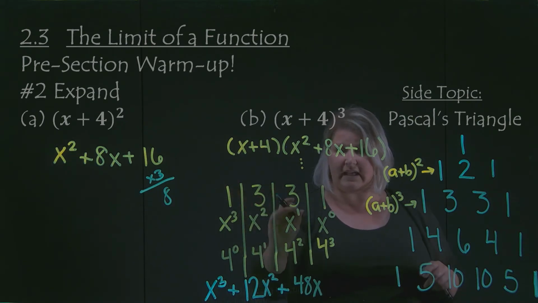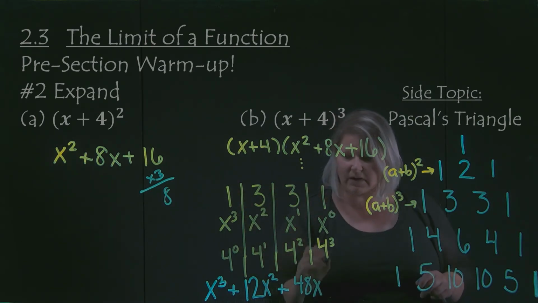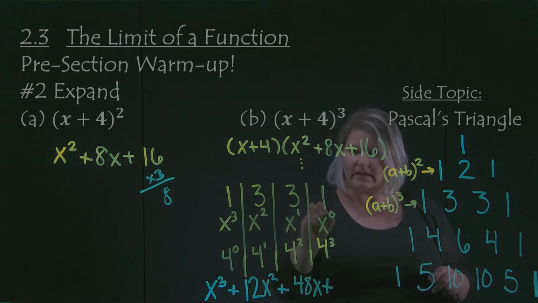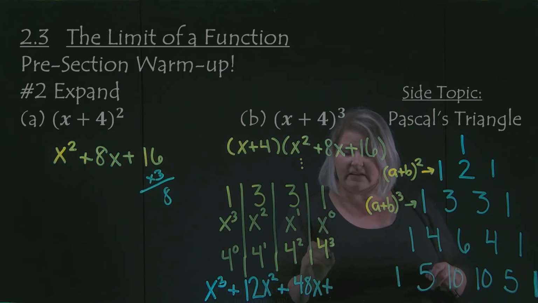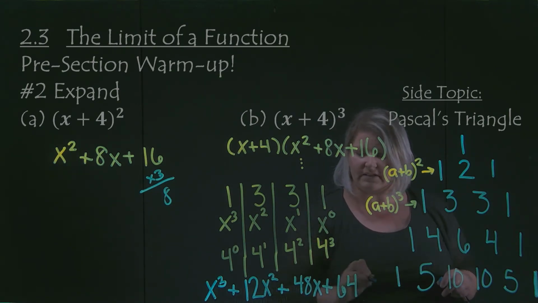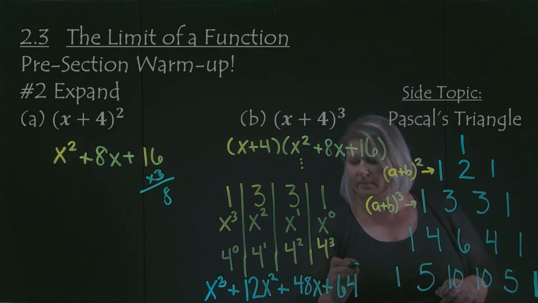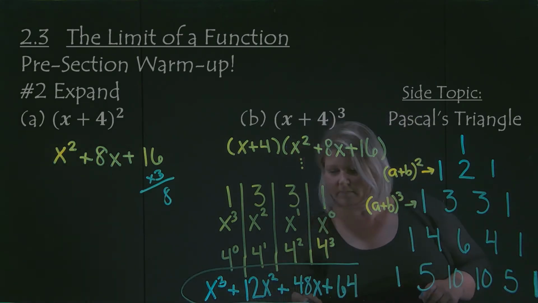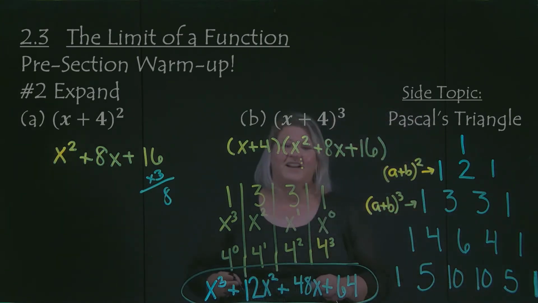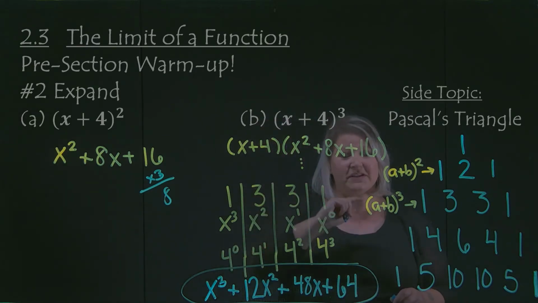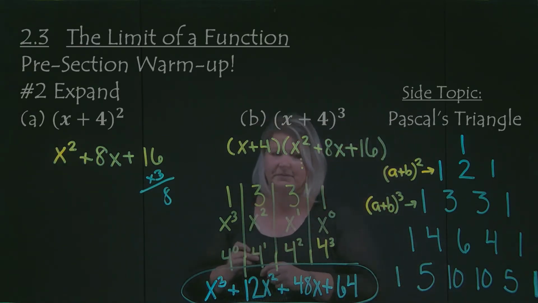That's from this third column. And then this last one here, I'm going to add to it 1 times x to the 0 is 1 times 4 to the third, which is 64. And that's how you expand x plus 4 cubed.